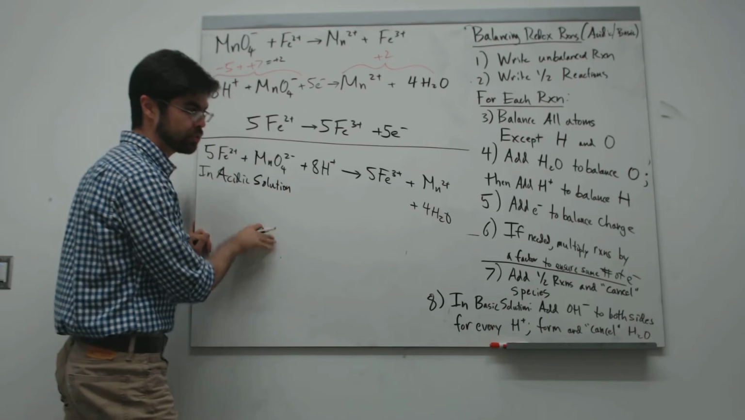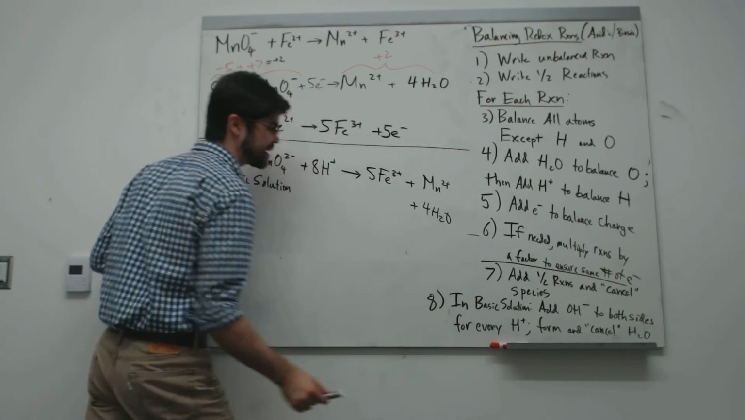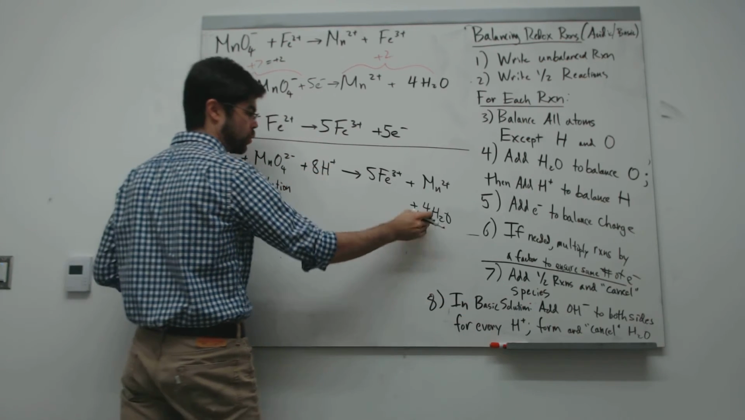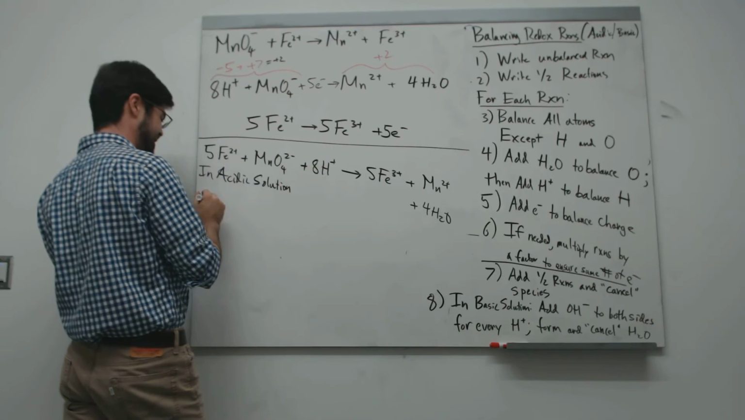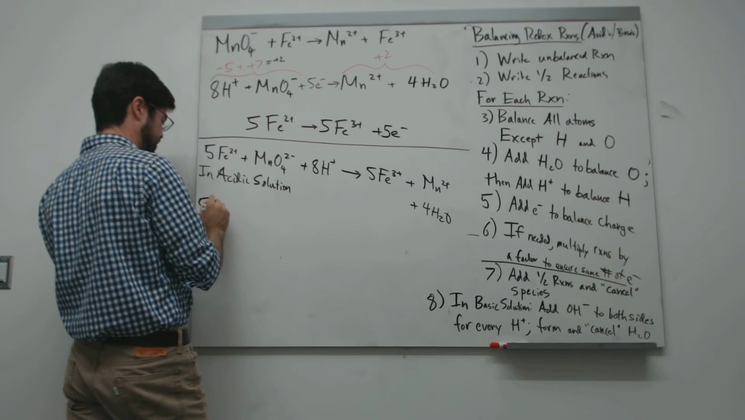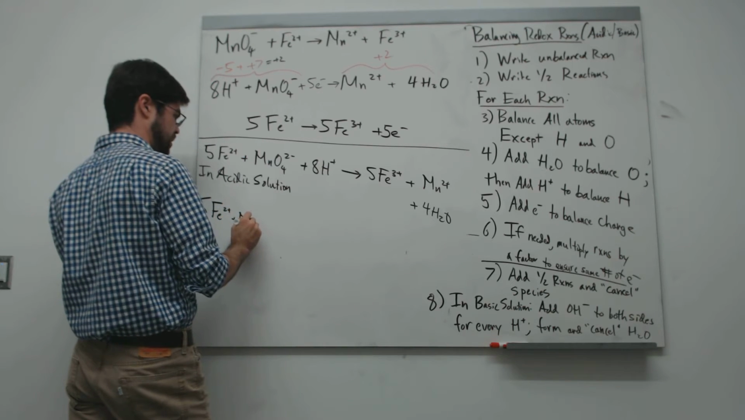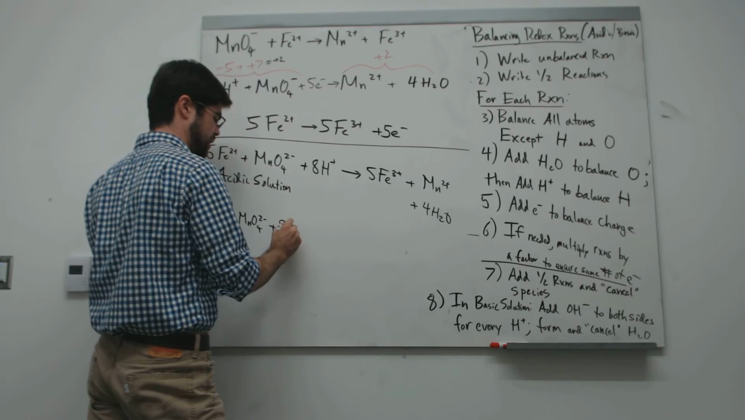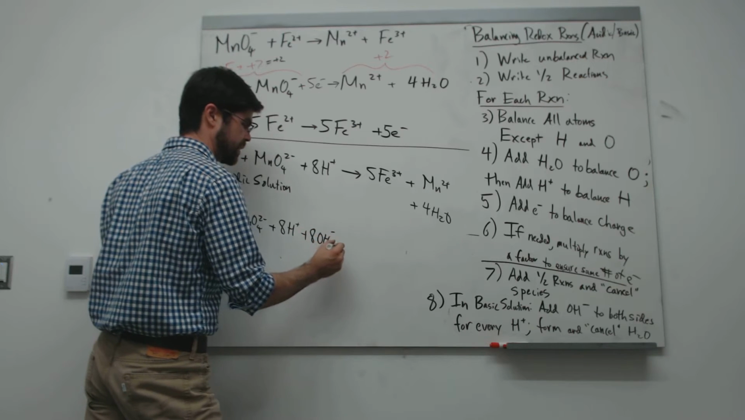In basic solution, we continue on to figure out what it is by adding hydroxide ions to turn these hydrogen ions into water molecules. Again, I'm sorry, not hydronium ions, hydrogen ions. So the way we'll do that is we'll have the 5 Fe2 plus, the MnO4 2 minus, plus 8 H plus, and then I was going to add 8 hydroxide ions there.